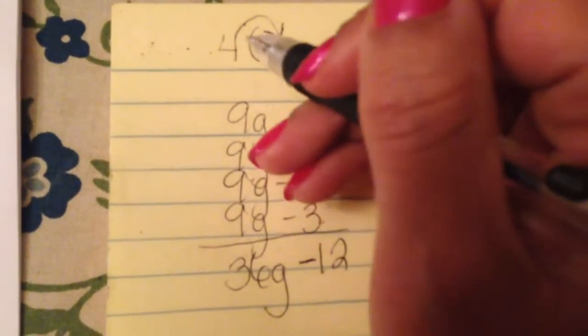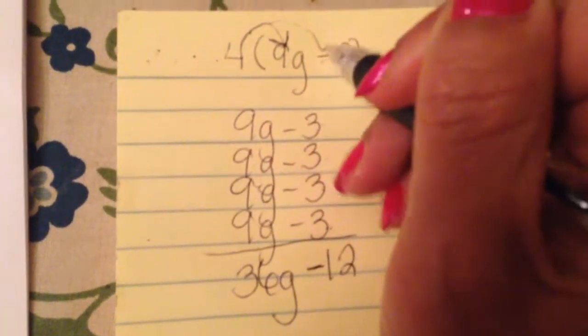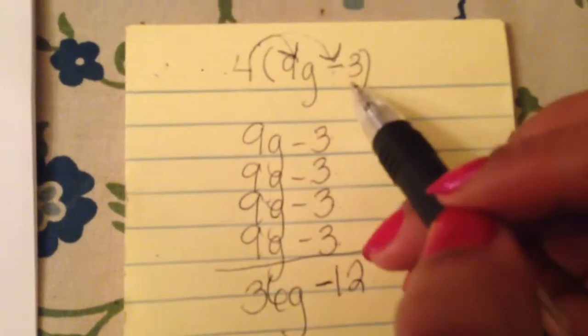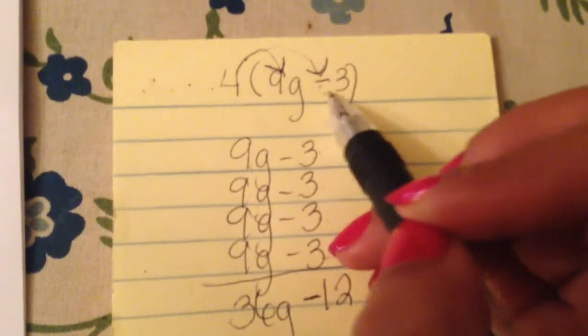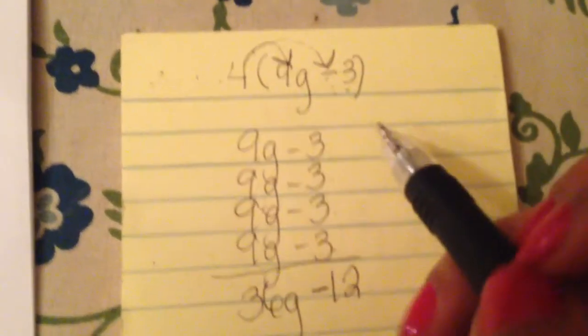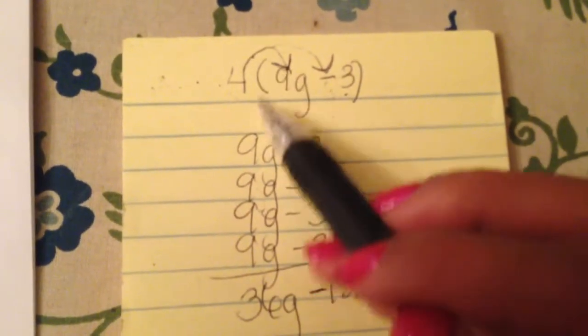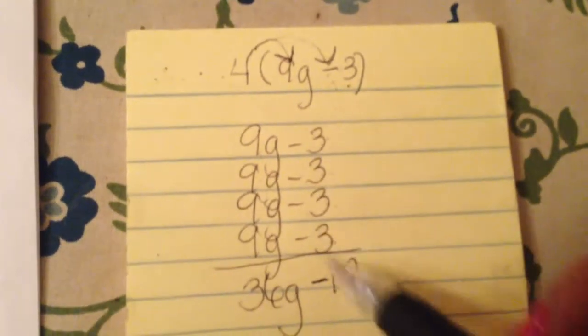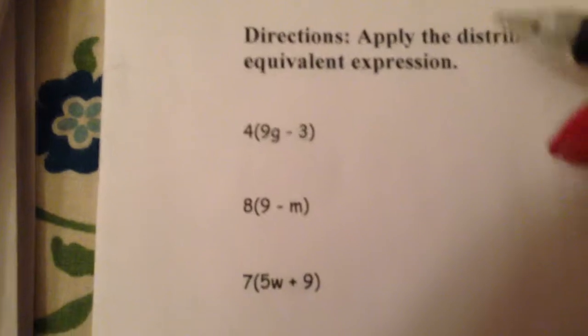That's the same thing as saying what is 4 times this number. 4 times 3 is 12, and I already know I have a negative sign. So distributing is just a very quick way of multiplying rather than adding it all out. So this is what it's going to look like on our exit ticket for right now.